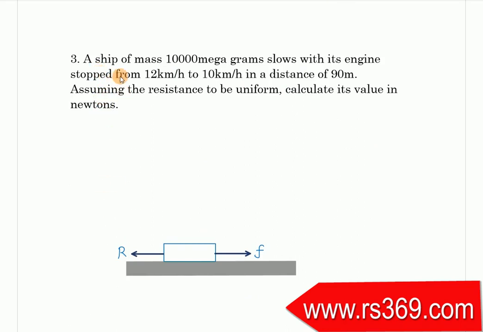Example next: a ship of mass 10,000 megagrams slows with its engine stopped from 12 km per hour to 10 km per hour in a distance of 90. Assuming the resistance to be uniform, calculate its value in newtons. We have a uniform resistance. So it is because of the resistance that we have had a vehicle traveling at 12 change to 10. In changing from 12 to 10, the distance covered was 90.